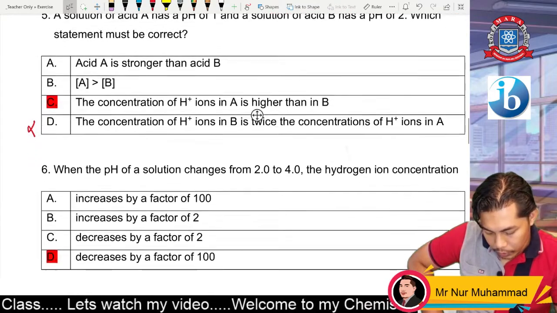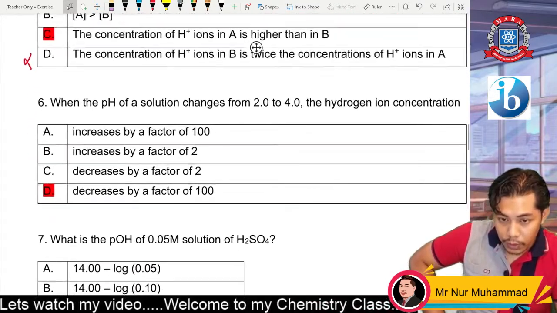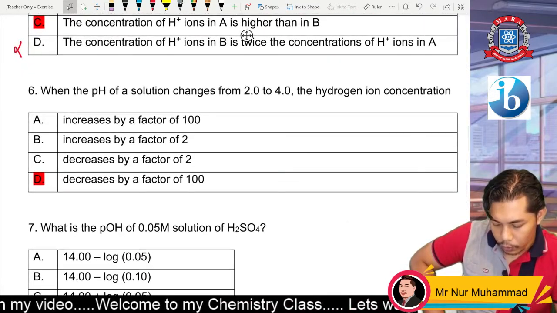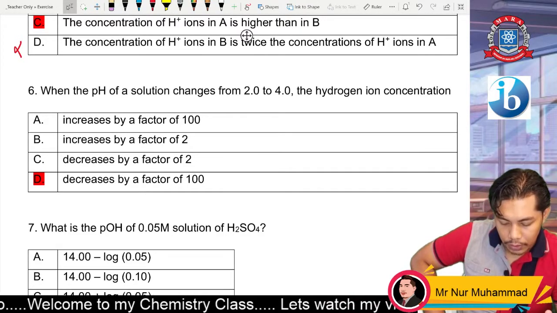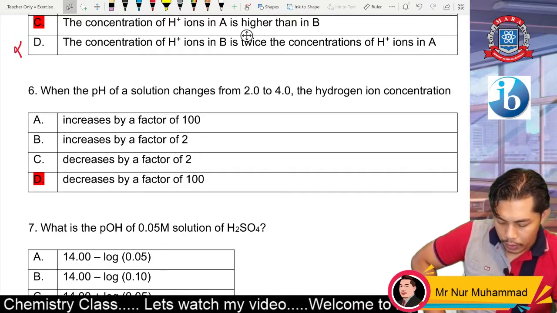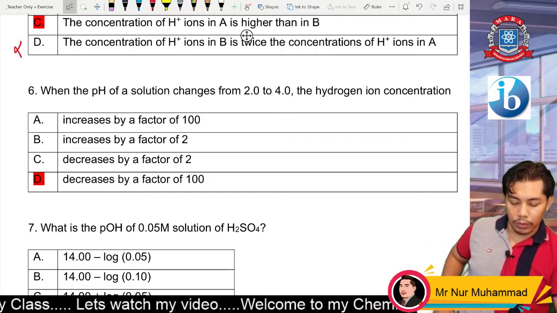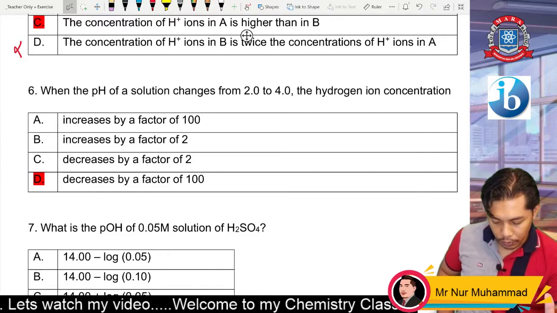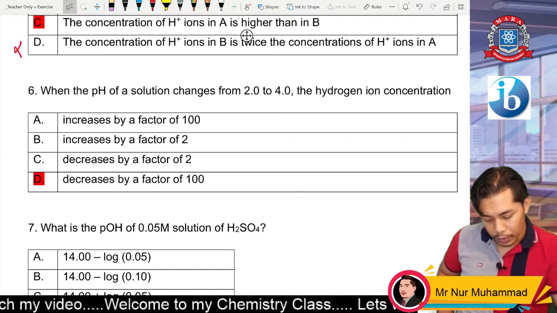Okay, next question. Question 6. When the pH of a solution changes from 2 to 4, the hydrogen ion concentration... Okay, this is about the factor. Based on this question, the student must know that.